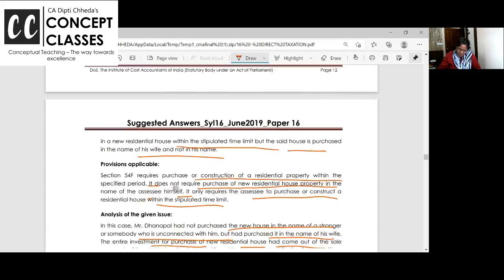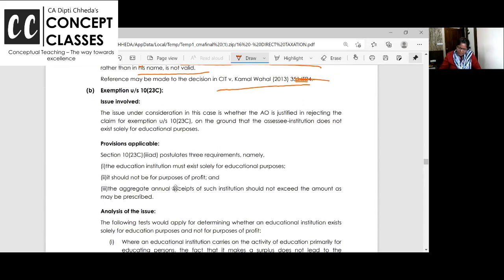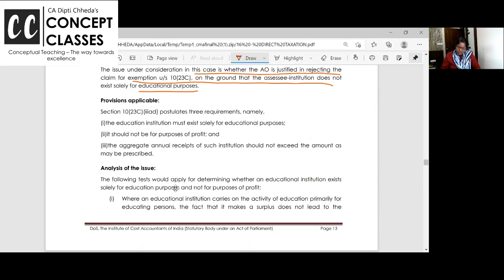So let us see now the question number 5, the issue. The issue is whether he was justified in rejecting the claim on the ground that SSE is making profit. Provisions of 10(23) postulate 3 requirements. They say the educational institute must exist solely for educational purpose. Okay?